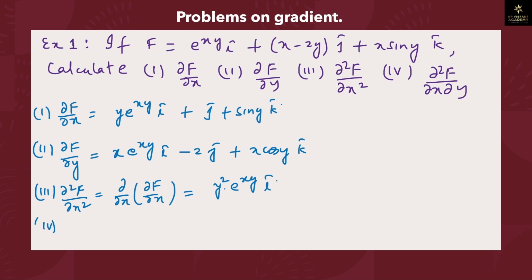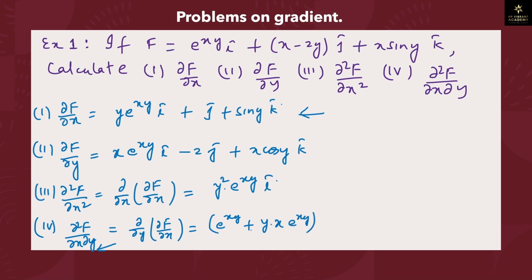In the fourth case we have del 2 f upon del x del y. The order is in this particular direction, so we can write this as del upon del y of del f upon del x. So del f upon del x is this one, and we differentiate it with respect to y. On differentiating we have e to the power xy plus y into x times e to the power xy i cap plus cos y k cap. So this is equal to 1 plus xy e to the power xy i cap plus cos y k cap.